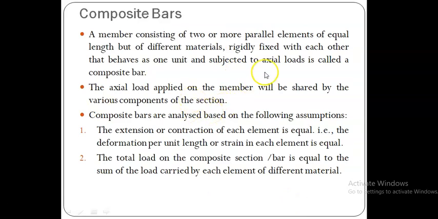A composite bar is an object or a bar consisting of two or more parallel elements of equal length but of different materials, rigidly fixed with each other, that behaves as one unit and is subjected to axial loads. So there are different bars made with different materials, but they are interconnected and acting as a single unit, and that is called a composite bar.